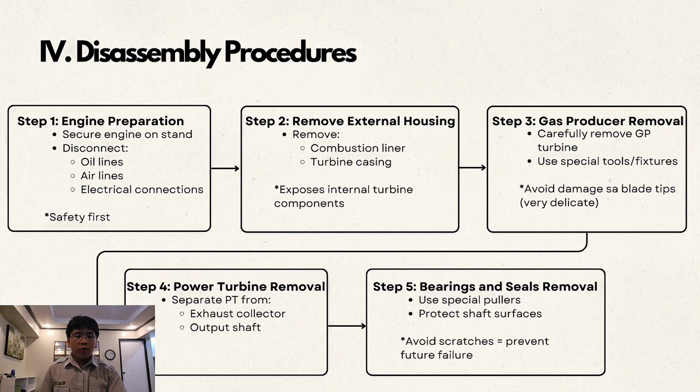Step 2. Remove all external housing. Next, we remove the external housing to access the internal components. This includes removing the combustion liner and turbine casing. These parts are carefully loosened and removed in sequence to avoid distortion or damage.